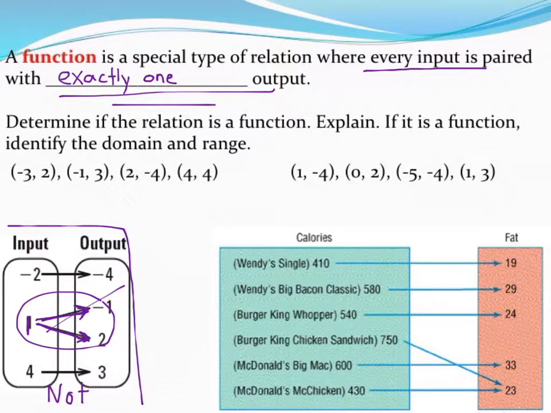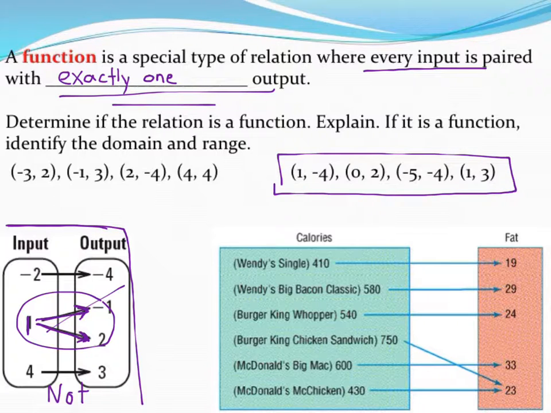Sometimes it's easiest to see this in the mapping diagram. So when you have problems like these coordinates up here, if you have trouble seeing if it's a function or not, maybe rewrite it as a mapping diagram. There's one more of these that is not a function, and that's this one right here. Can you see what the problem is? Can you see why this one's not a function?